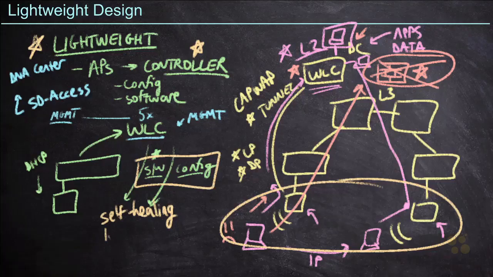And second of all, location services are often tied to lightweight design. Again, because of that global view, a wireless LAN controller can enable us to find wireless clients and pinpoint their locations, and maybe even track historically where wireless clients go over time. And we're going to talk more about location services in a future video.